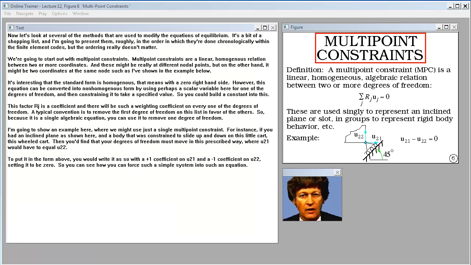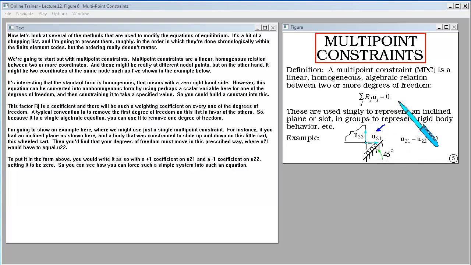Now let's look at several of the methods that are used to modify the equations of equilibrium. It's a bit of a shopping list, and I'm going to present them roughly in the order in which they're done chronologically within the finite element codes, but the ordering really doesn't matter. We're going to start out with multipoint constraints. Multipoint constraints are a linear homogeneous relation between two or more coordinates. And these might be really at different nodal points, but on the other hand, it might be two coordinates at the same node, such as I've shown in the example below.